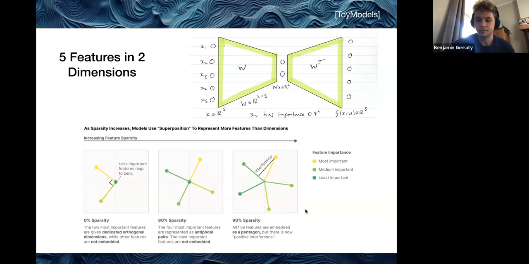Can I ask a question, Ben? Yep. The sparsity values there, are they theoretical or observed?